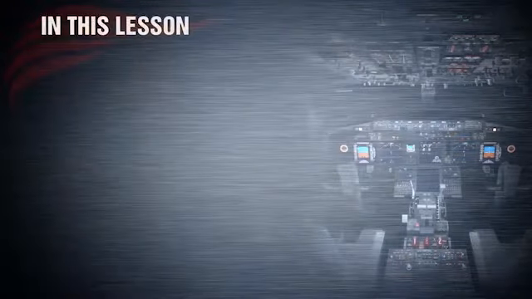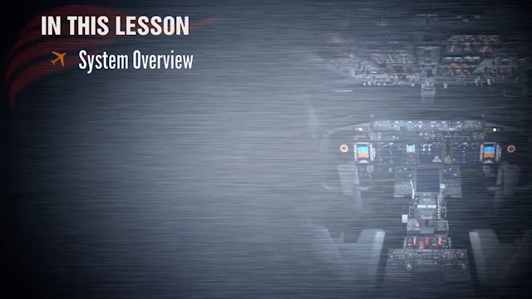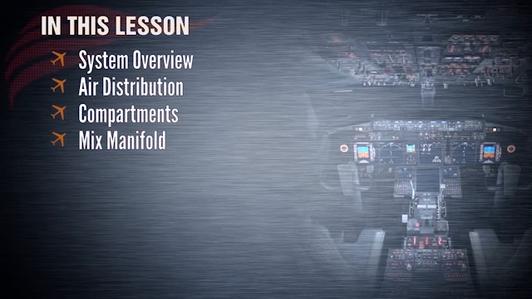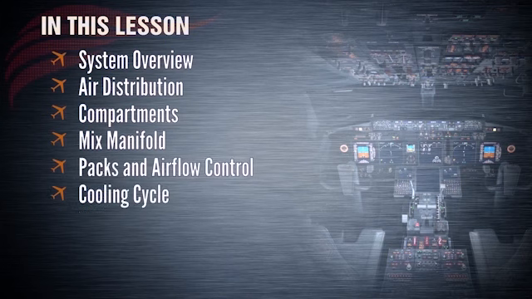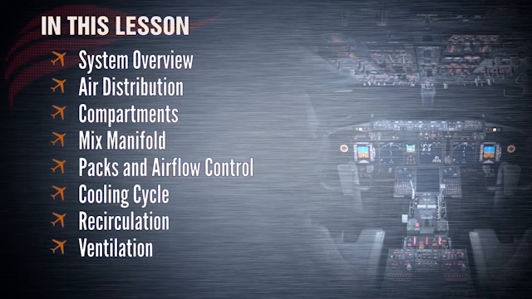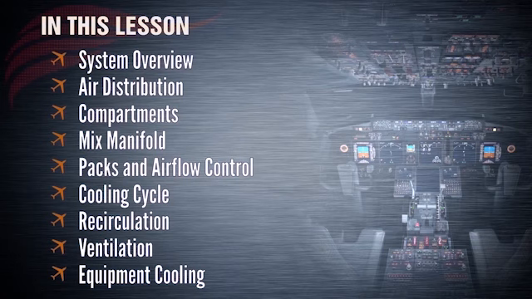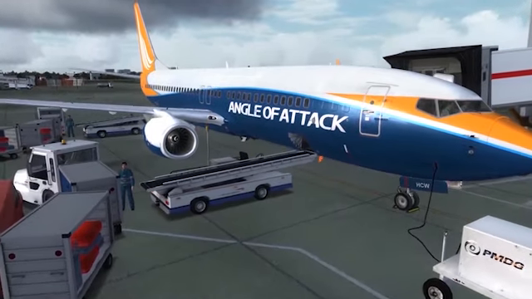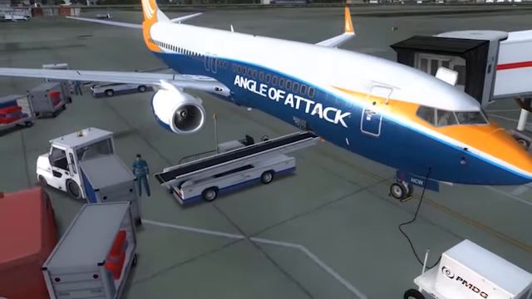This lesson will cover the following topics: air conditioning system overview, air-conditioned air distribution, air conditioning compartments, mixed manifold description, air conditioning packs and airflow control, cooling cycle and water separation, recirculation system, ventilation system, equipment cooling system, and a lesson summary.